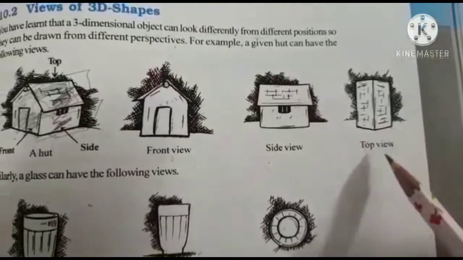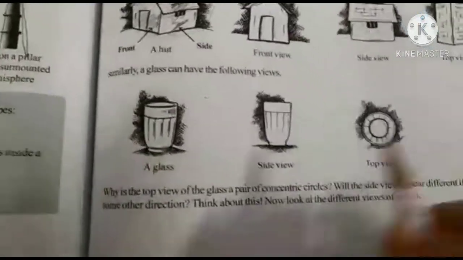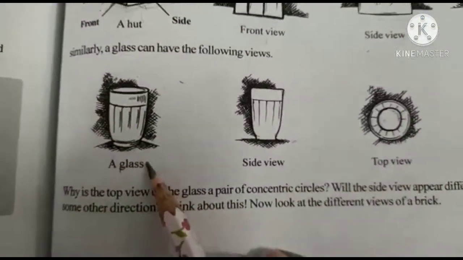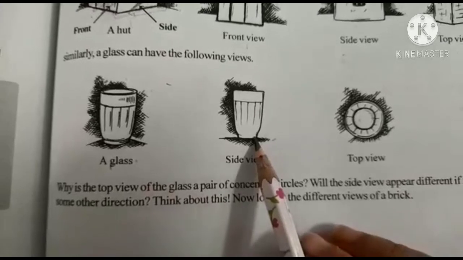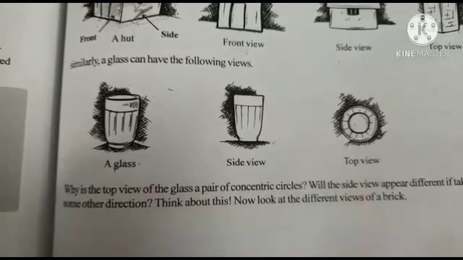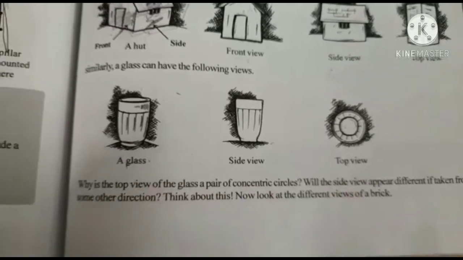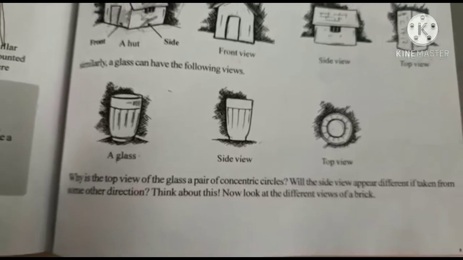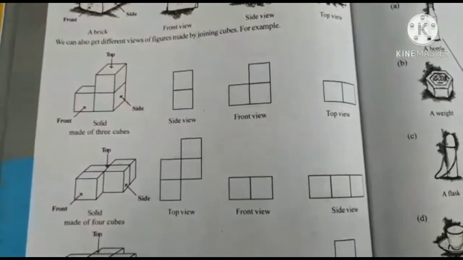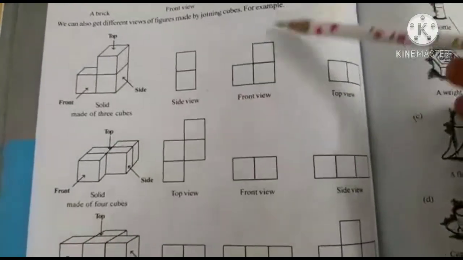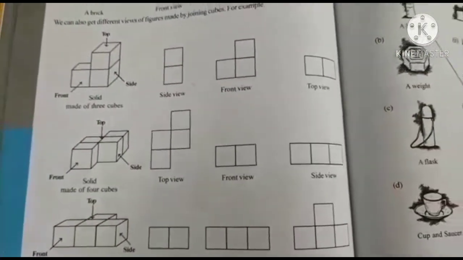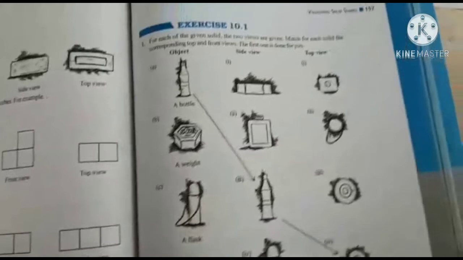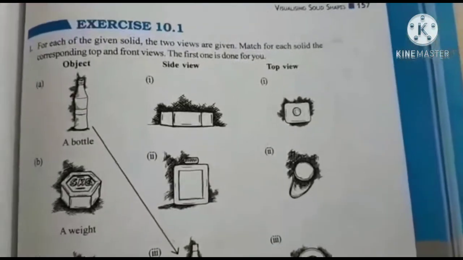Similarly, a glass is shown here. Its side view will be this and its top view will be this. So this is helpful for the architects to design any building. Now you can go through all these pictures. These are the different pictures whose top view, side view and front view are given. Once you go through all these pictures to understand better, I am moving to exercise 10.1, question number 1.